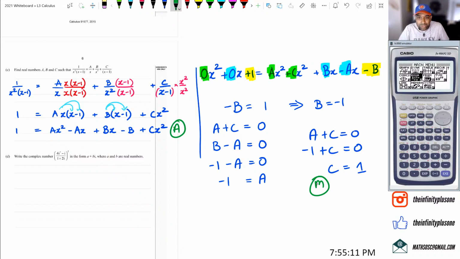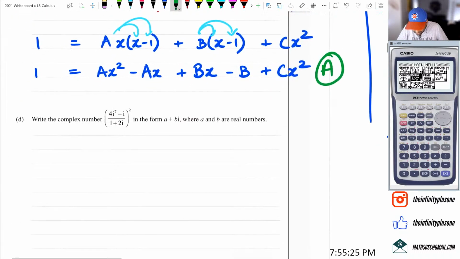But don't get into the habit of cross multiplying, because if you do cross multiplication, you're going to get x cubed and some really funky looking numbers, and it's just going to get too messy too quickly. All right, let's go through question D next.